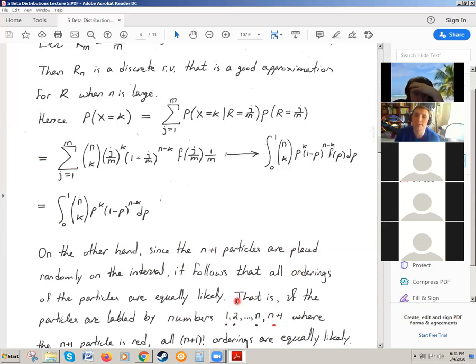Now, my question is, it's not about a specific ordering. What's the probability that I will see exactly k of the particles to the left of the red particle, which I labeled as n plus 1? What's that probability? That I see exactly k of them.